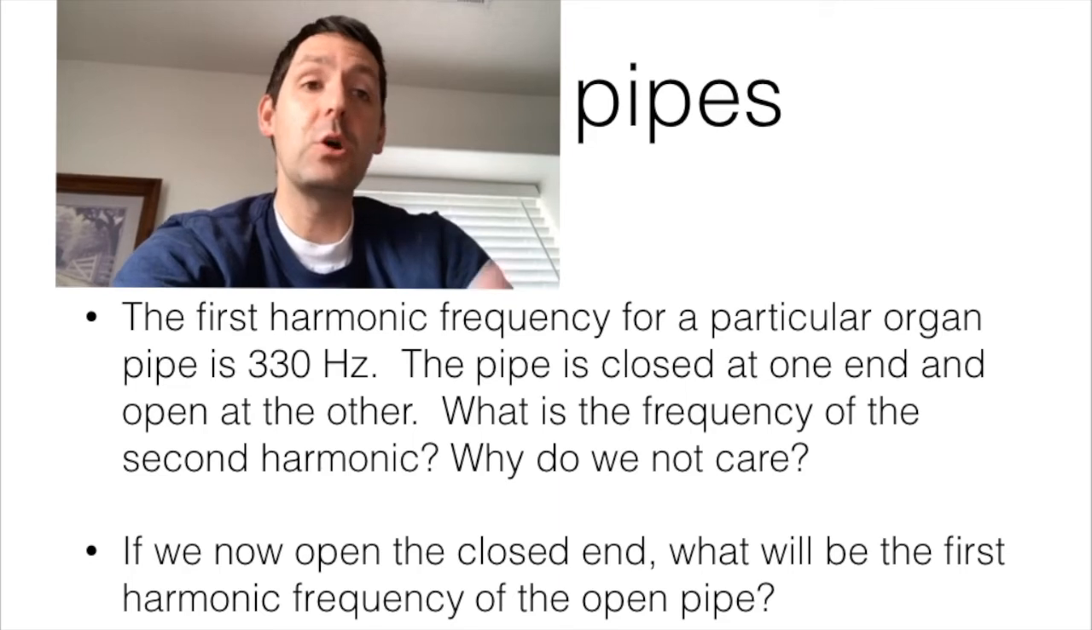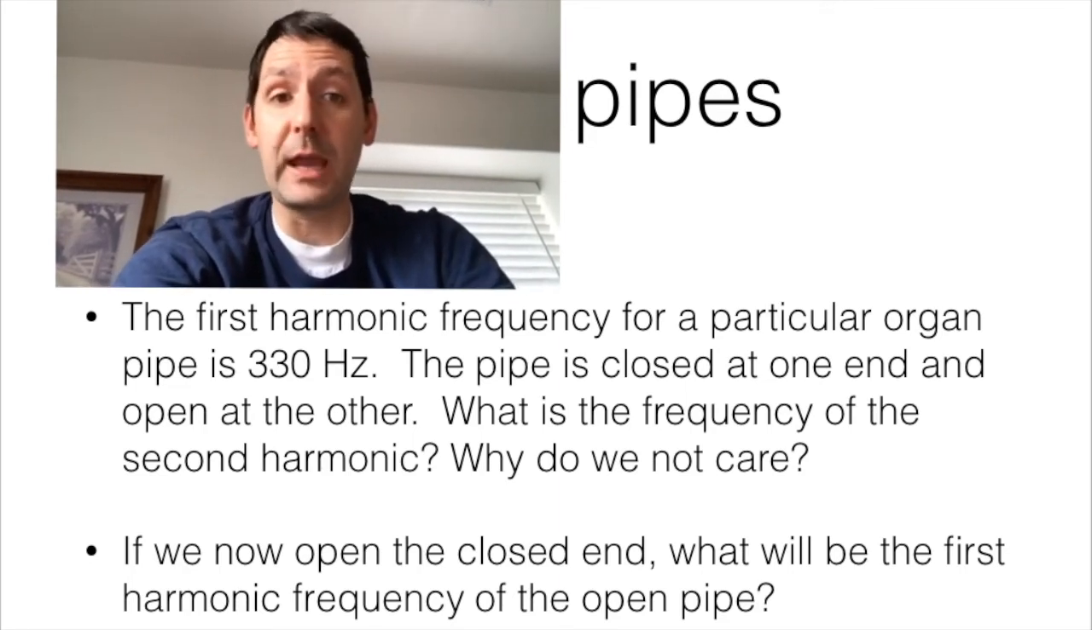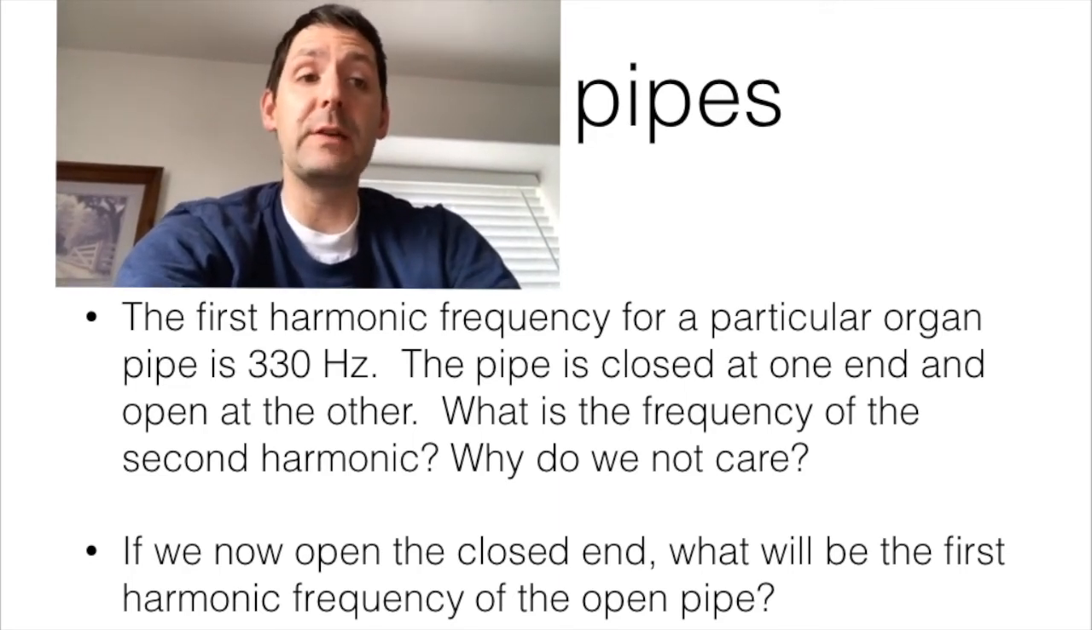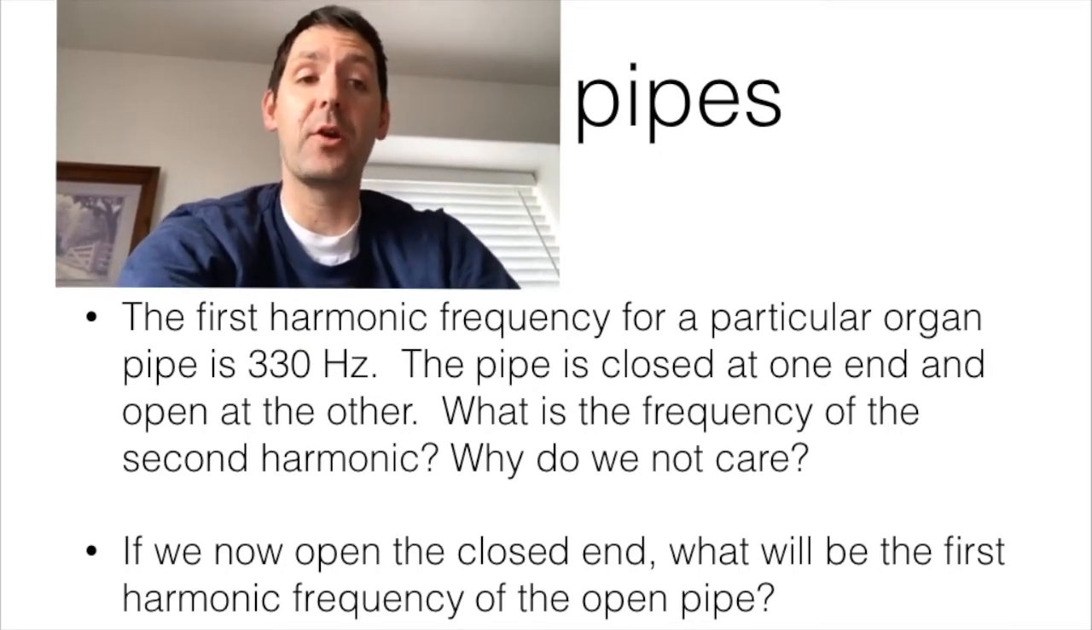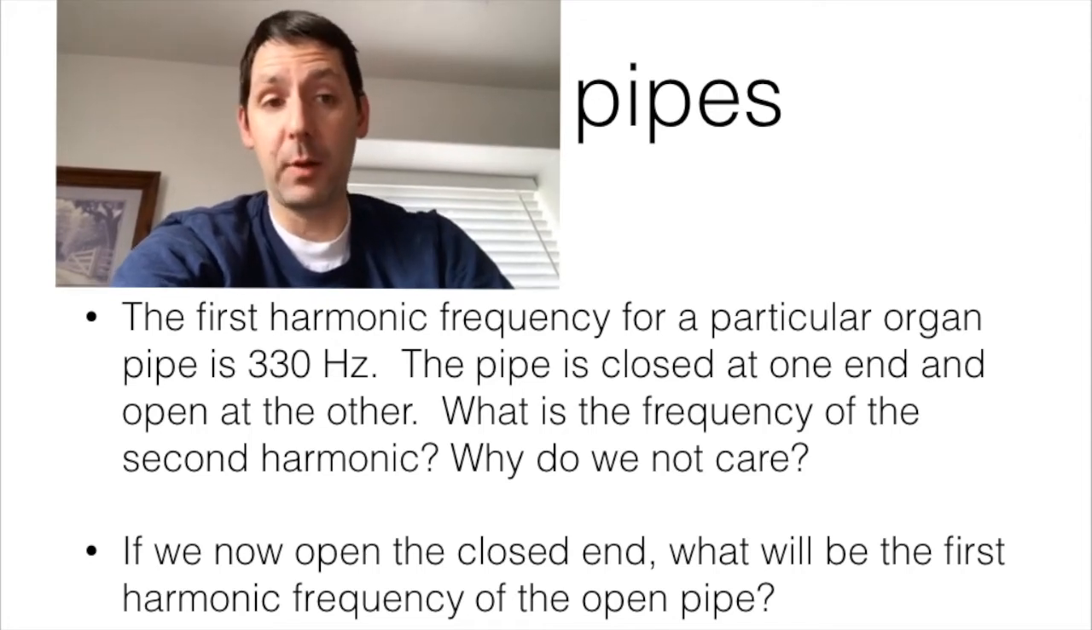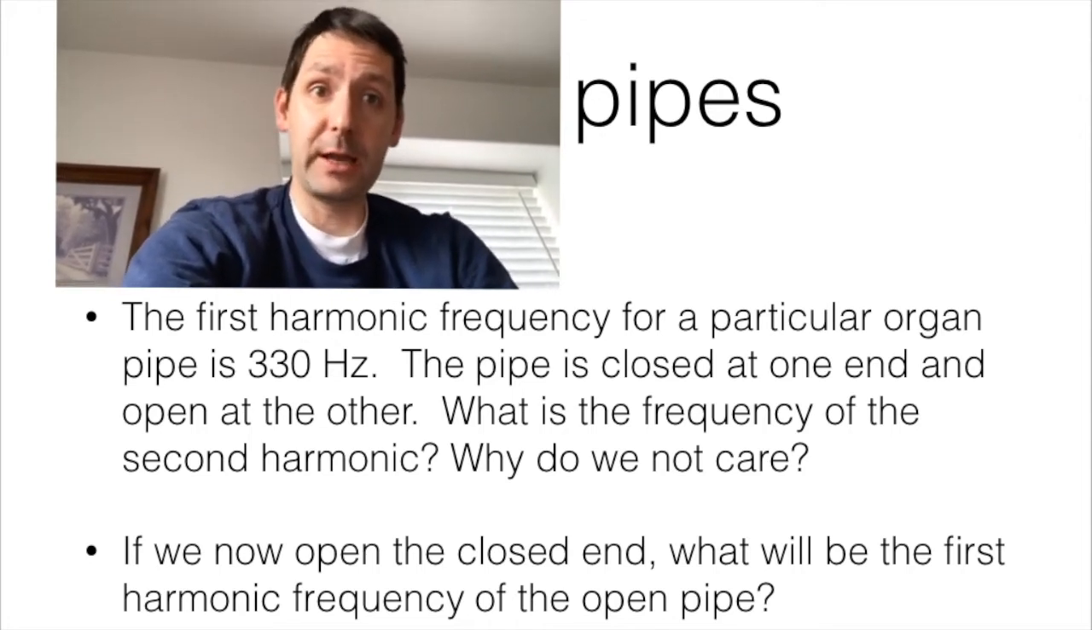All right, so here's the first question that we're looking at. The first harmonic frequency for a particular organ pipe is 330 hertz. The pipe is closed at one end and open at the other. What is the frequency of the second harmonic, and why do we not care?